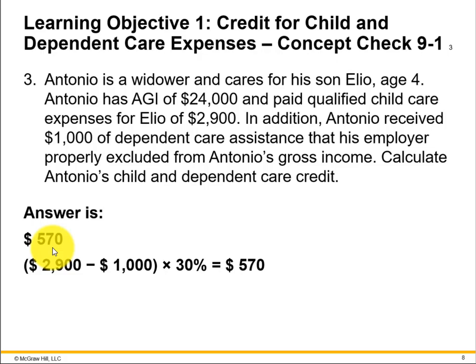Whenever we use, for instance, if the $3,000 limit would have been used because his expenses were higher and we use a lower one, we would still have to reduce that by the $1,000 of dependent care assistance. Whichever limit you use of the three is reduced by the amount of the dependent care assistance, because that is money you spent already tax-free.